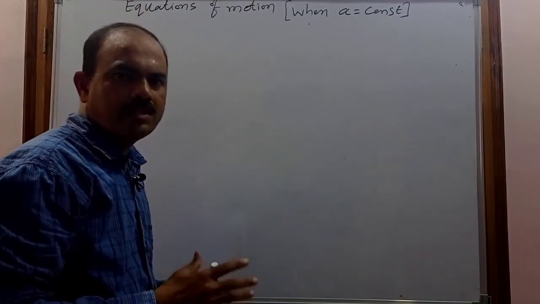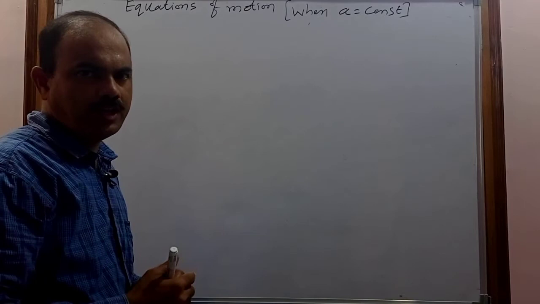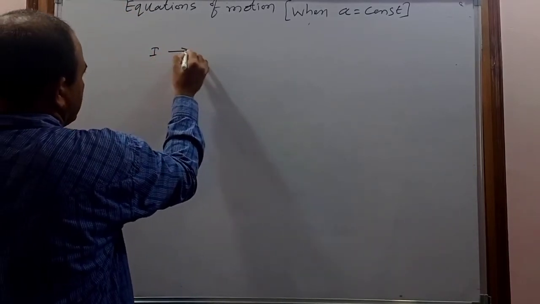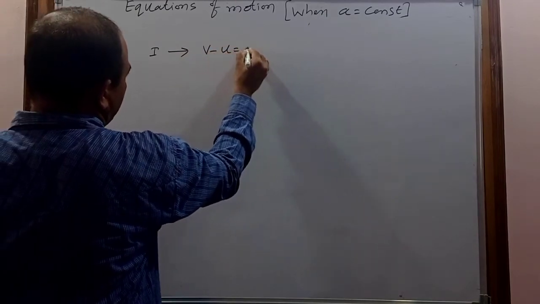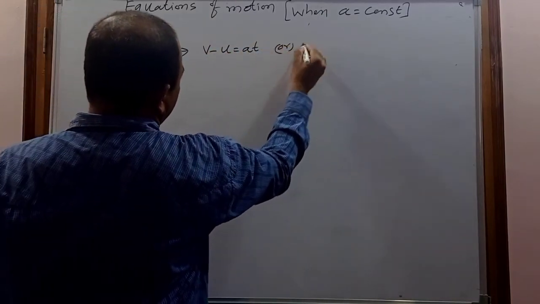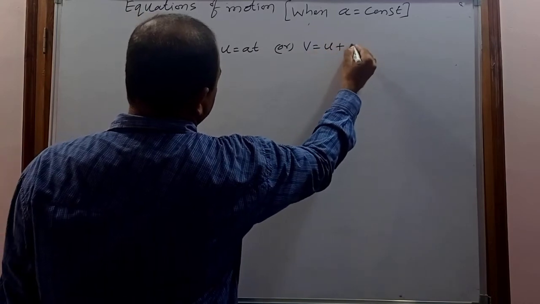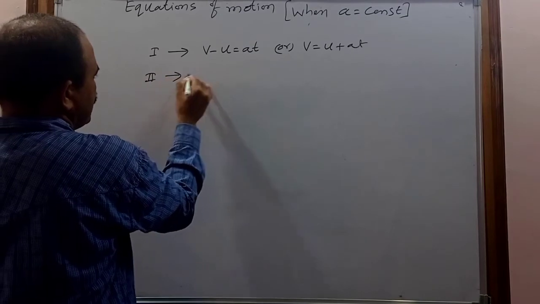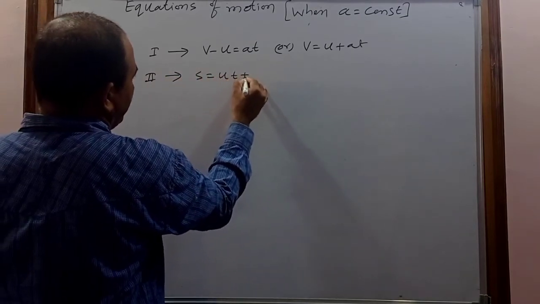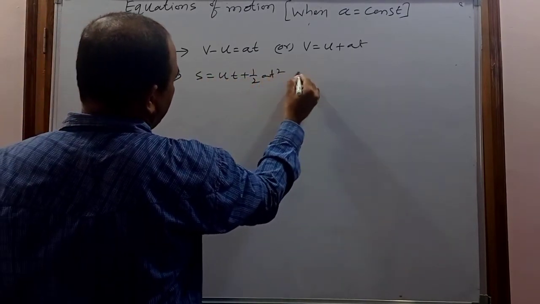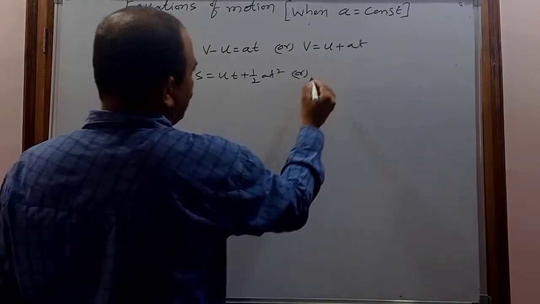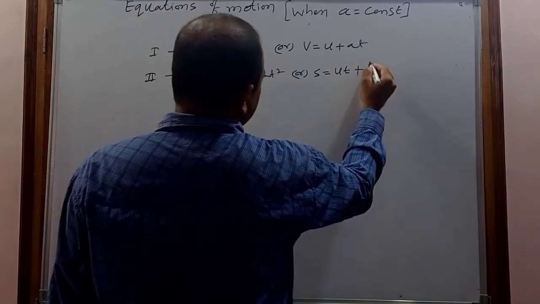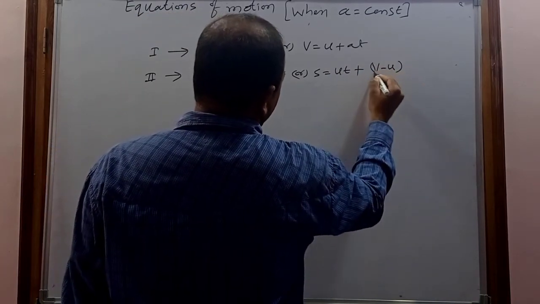From the velocity versus time graph, we derived the three equations of motion. So what are they? The first equation of motion is nothing but v minus u equal to at, or v equal to u plus at. And the second equation of motion is nothing but s equal to ut plus 1 by 2 at square, or s equal to ut plus (v minus u) by 2 into t.